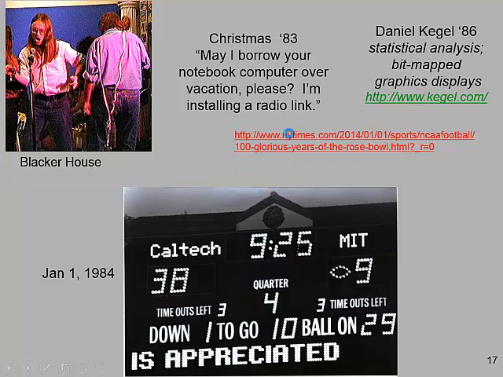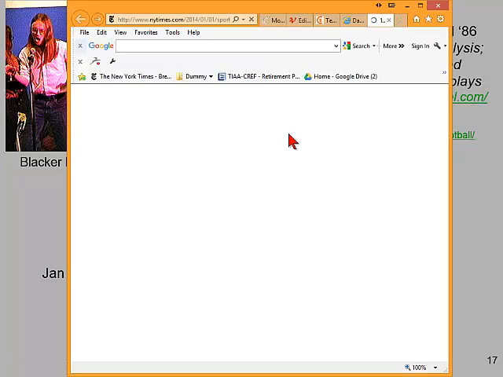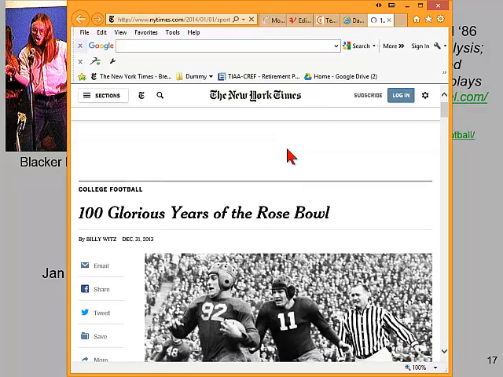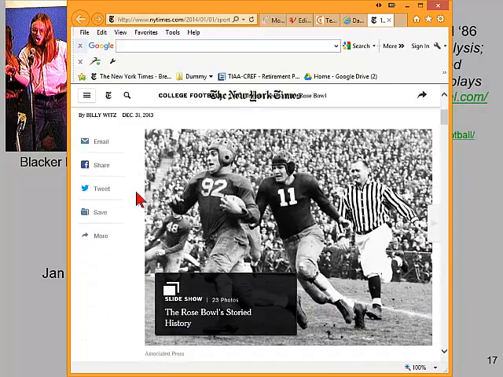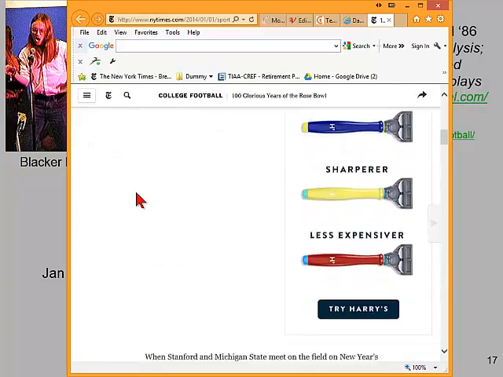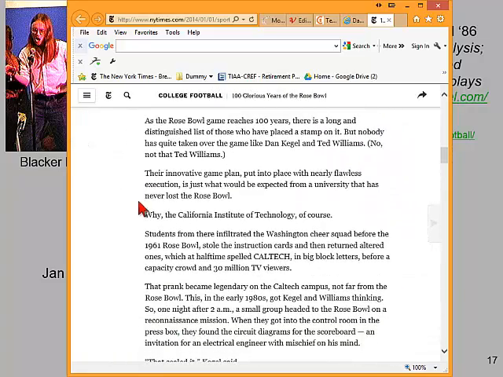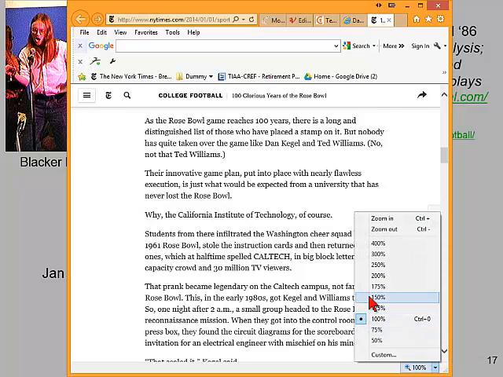But why read it from me? You can read it in the New York Times. Here we are, 100 Glorious Years of the Rose Bowl. This was 2013. And here we are, Caltech. Zoom in.